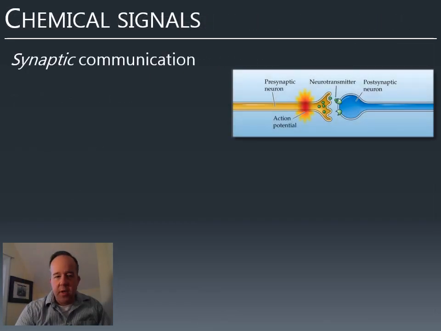So these are chemical signals, and we've seen different kinds of chemical signaling. We've seen synaptic communication, synaptic transmission, releasing a neurotransmitter. That neurotransmitter is picked up by the postsynaptic neuron. It has receptors for that neurotransmitter. We've seen this a lot. We're not going to go back into the details here.